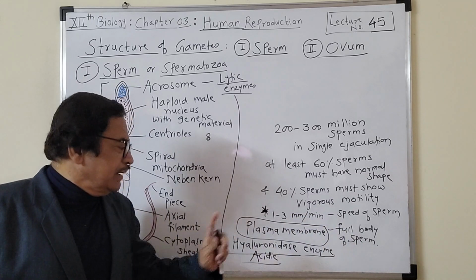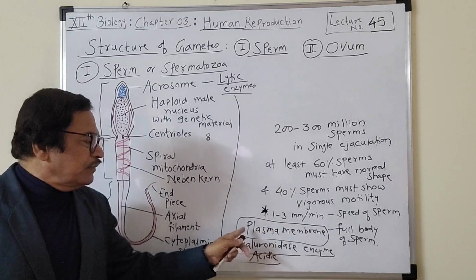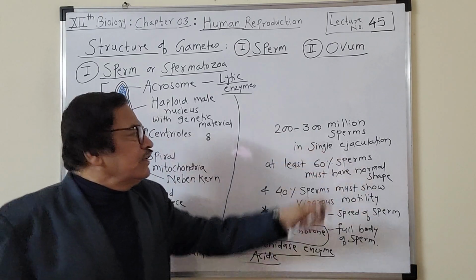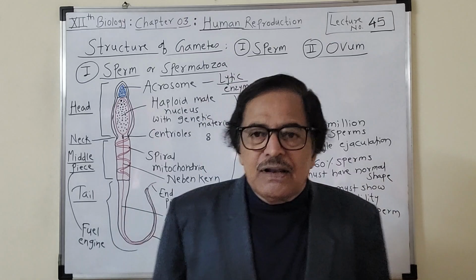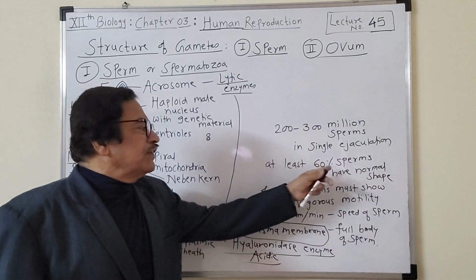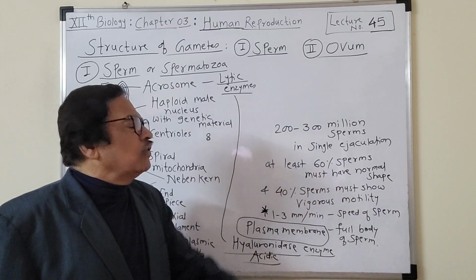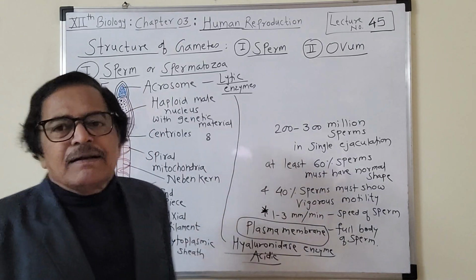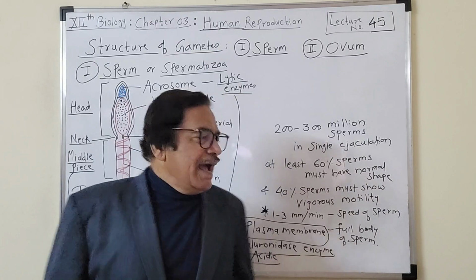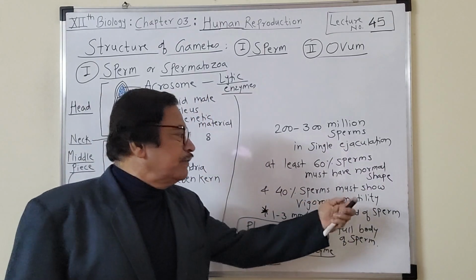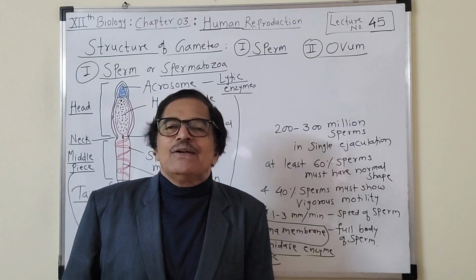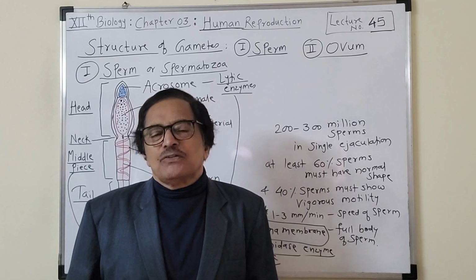Okay, very clear. Then full body of the sperm is covered by plasma membrane, that we know. अब यहाँ पे 200 to 300 मिलियन स्पर्म्स आते हैं सिंगल इजैकुलेशन में, मैंने कहा, पर उसमें at least 60% स्पर्म्स must have normal shape. At least 60% स्पर्म्स. Okay, and at least 40% स्पर्म्स must show vigorous motility. Then and then only the fertilization is possible.